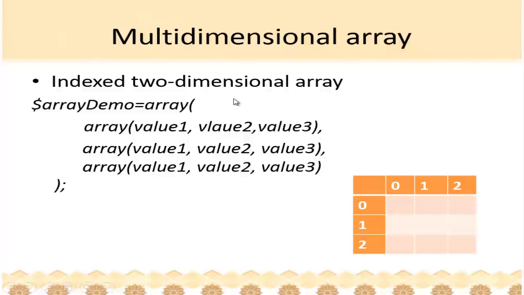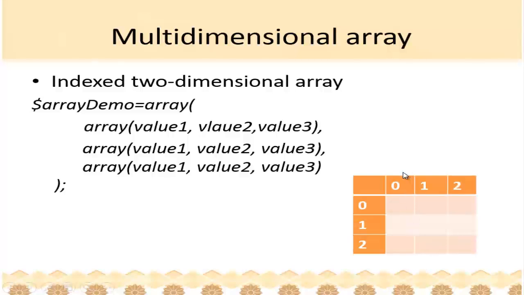So I have an array, and individual items within this array are arrays by itself. So it's an array of array. So it's an array that contains 3 arrays inside it. So the first array will be this, second, third.